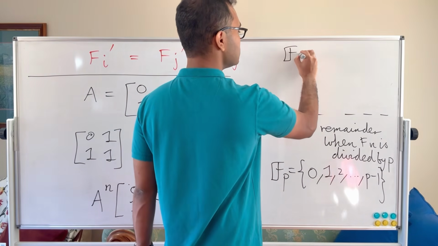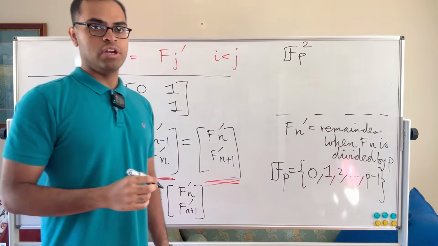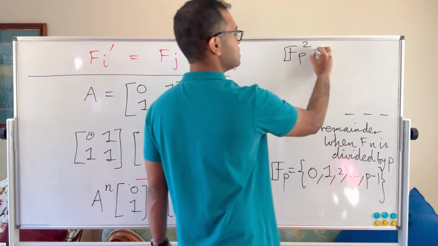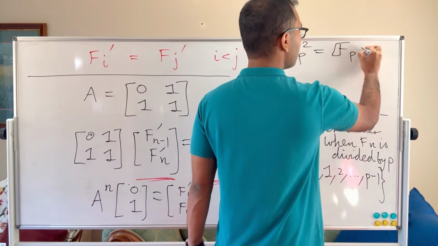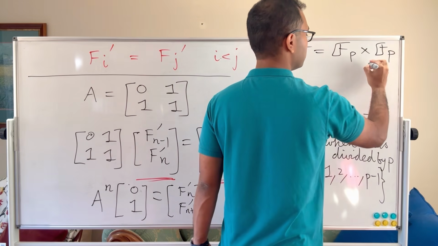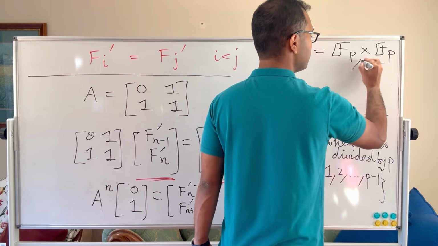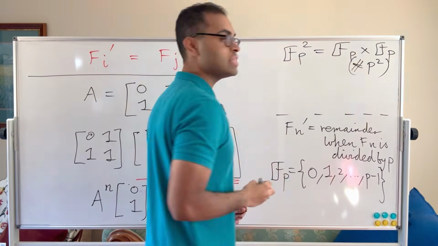F_p squared is just pairs of possible remainders when you divide by p. F_p squared is just F_p times F_p. Now, of course, there are going to be p squared possible such pairs. The number is going to be p squared such pairs.